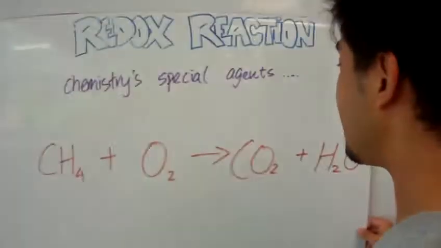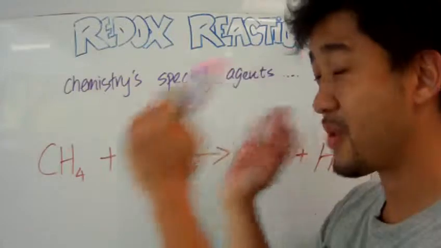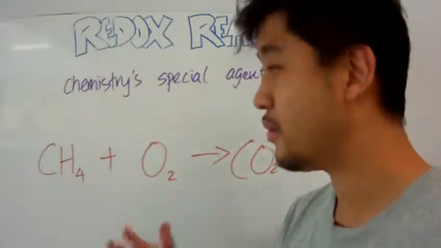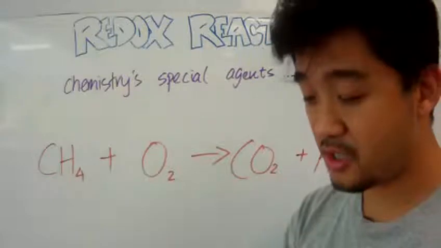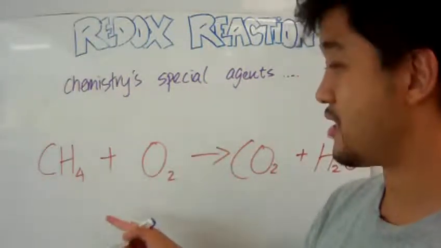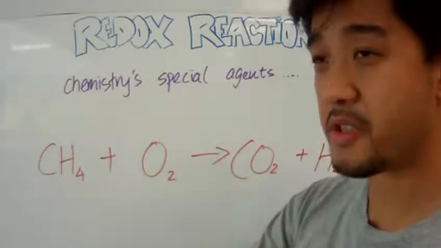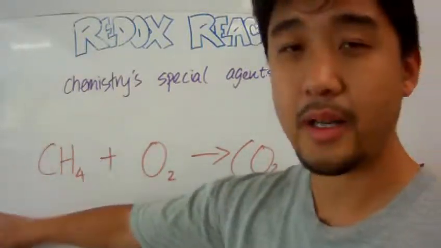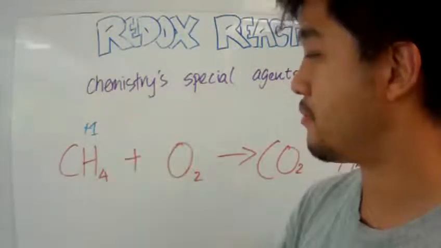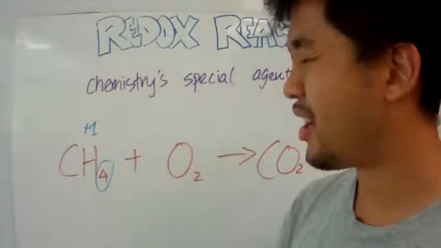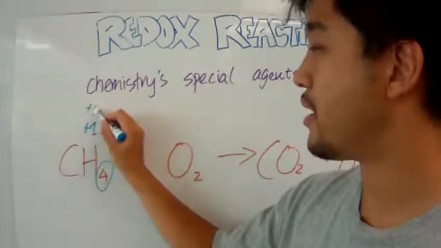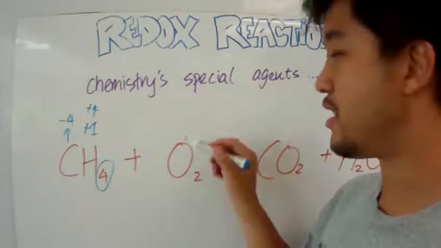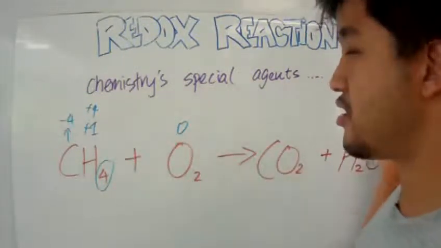Okay, so here we go. Here we have a chemical equation, and we're trying to figure out what's going on with the electrons. First step, assign oxidation numbers. Hydrogen here always has a +1, except if it's a metal hydride. This is not a metal hydride; it's just a regular hydrogen covalently bonded to a carbon. So it has an oxidation number of +1. There are 4 hydrogens, so a total charge of +4. Then the oxidation number for this carbon should be -4. Oxygen here is an element, so its oxidation number is 0.